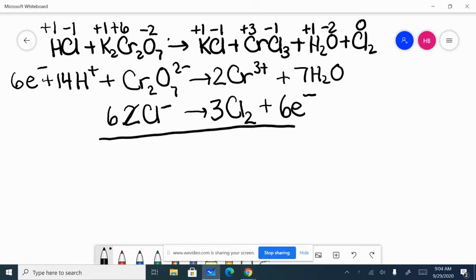Next step, let's double check. We need electrons in the same quantity on the reactant side as the product side. So I have 6 electrons on the reactant side, 6 electrons on the product side. That will cancel. And my final answer is everything that is left behind after the problem is over.